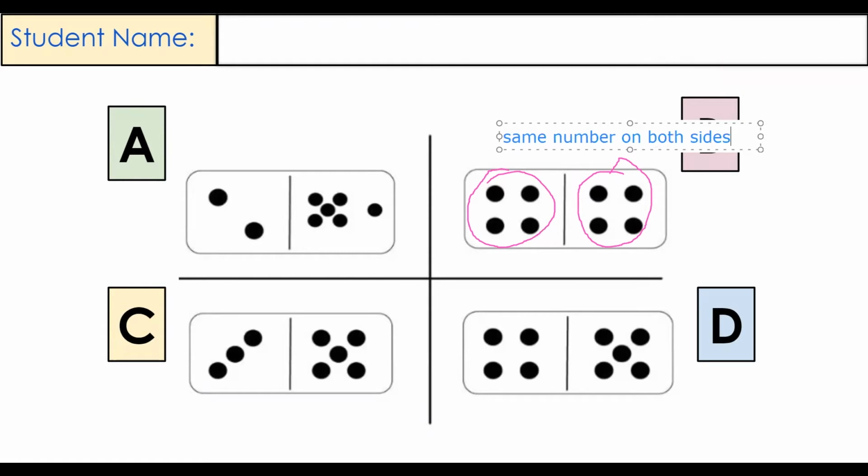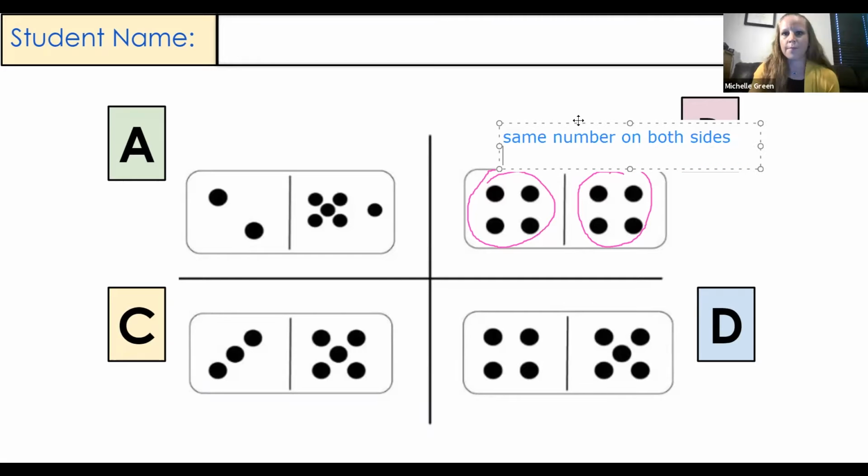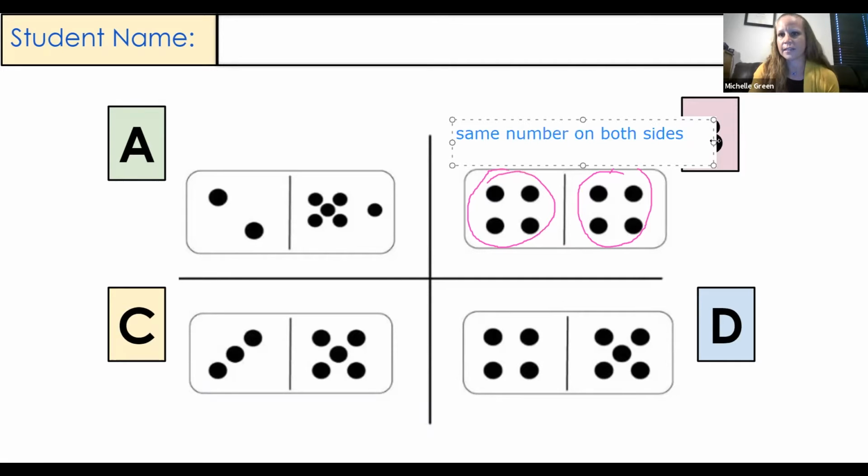Mm-hmm. Okay, awesome. So I also noticed that someone else said B. Let me look in the chat and see who. Maria. Maria, so you heard what Faith said about why she chose B. What was your thinking about why you thought B did not belong with the others?